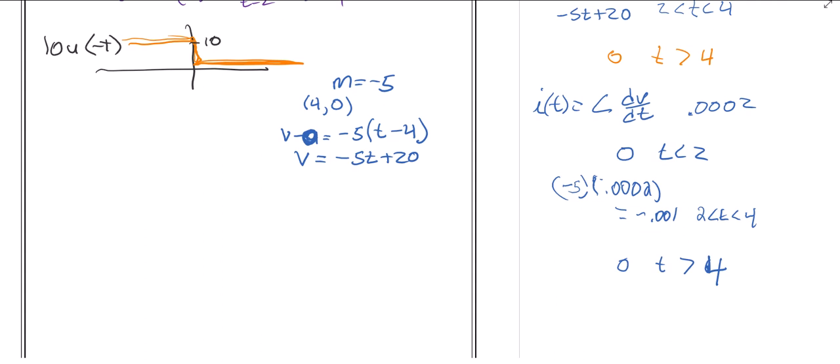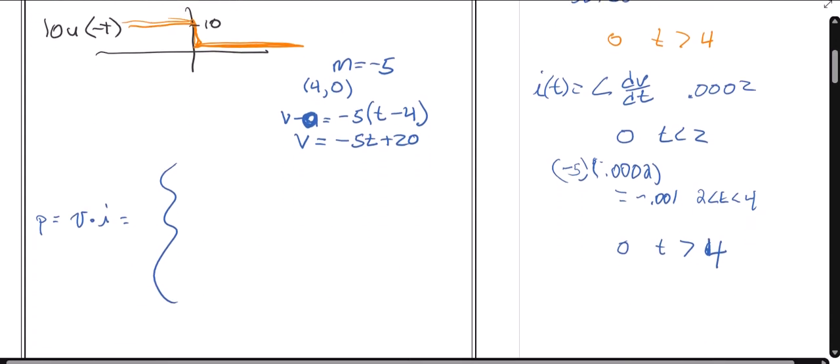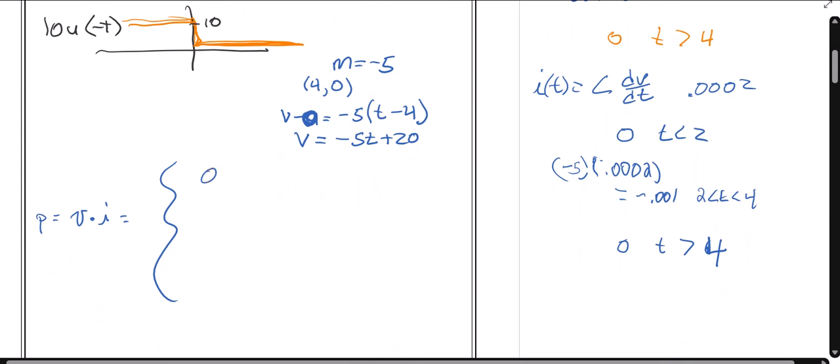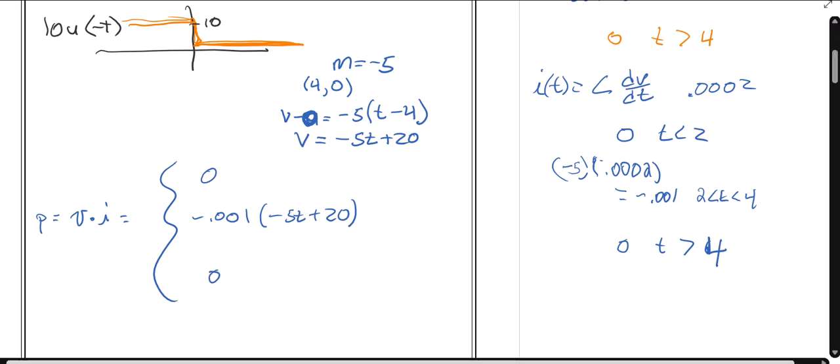Okay, power is v times i. And that's going to be 0, and then -0.001 times (-5t plus 20), and 0.